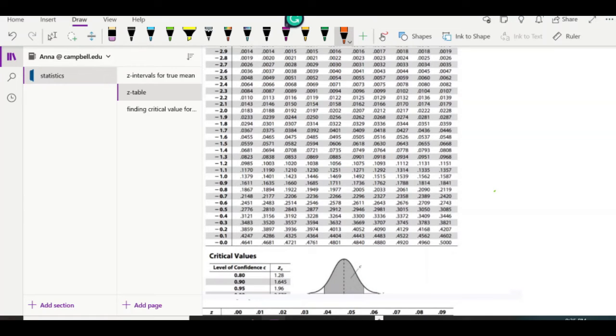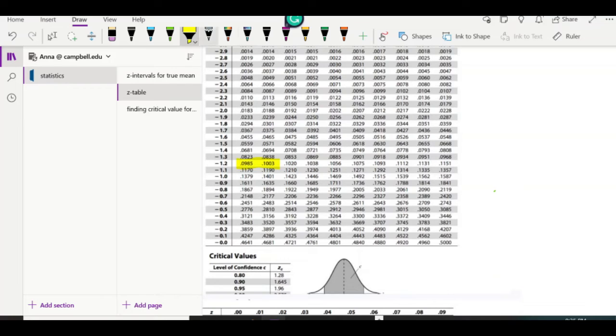Okay, 0.0934, 0.0951, 0.0968, 0.0985, that's getting close. 0.1003, that is over. So we know that our value falls between these two values in our z-table, 0.0985 and 0.1003. Now we need to find the value that is closest to our target. Visually, we can see that 0.1003 is closer.